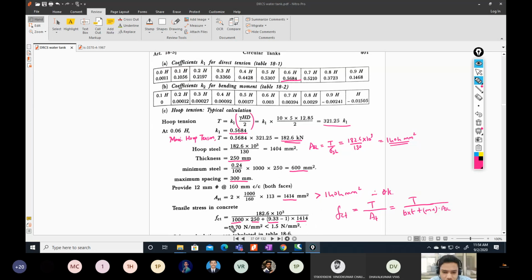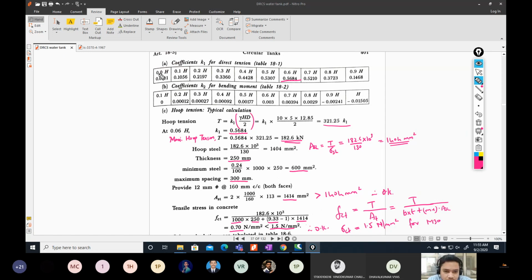So this will give you the actual tensile stress in concrete, 0.7 Newton per mm square, whereas the permissible tensile stress in concrete is 1.5 Newton per mm square for M30 grade. So this is less than the permissible value, so that is okay. So this is for the maximum hoop tension we have checked.